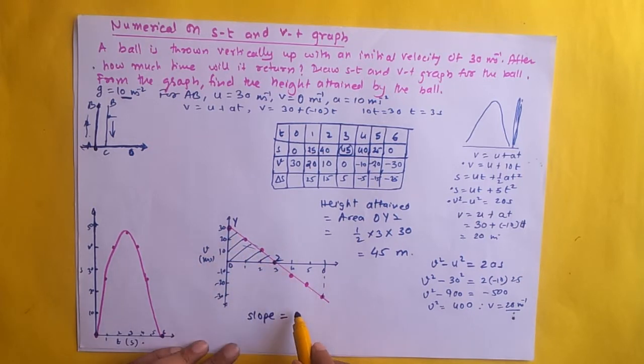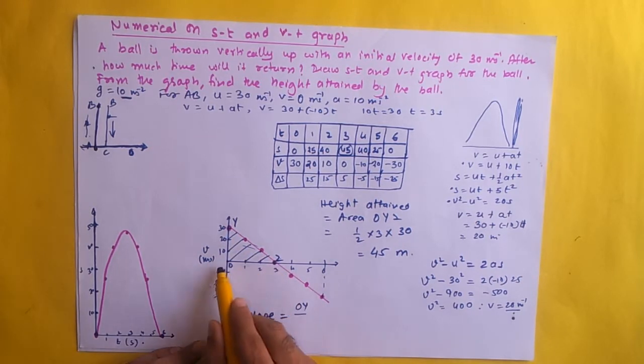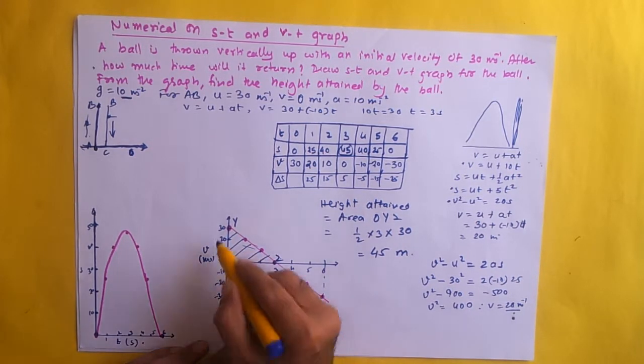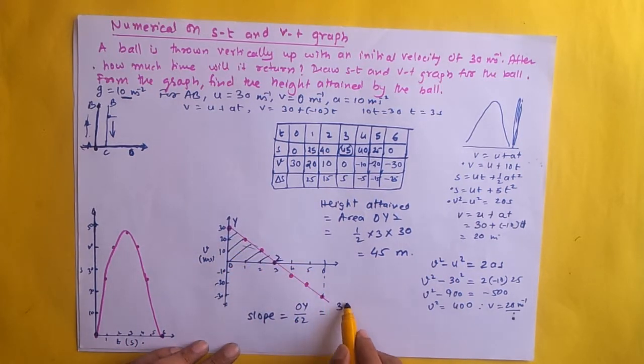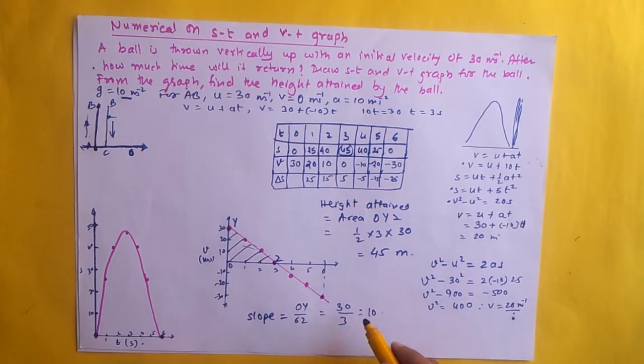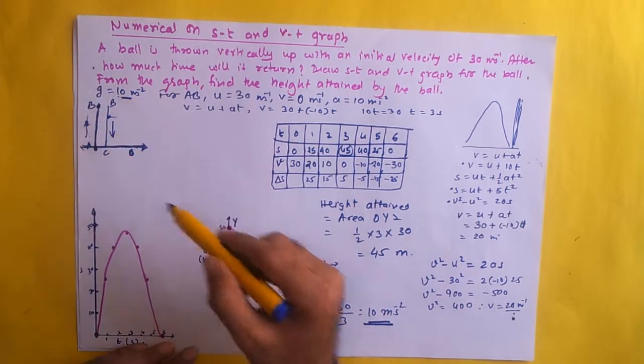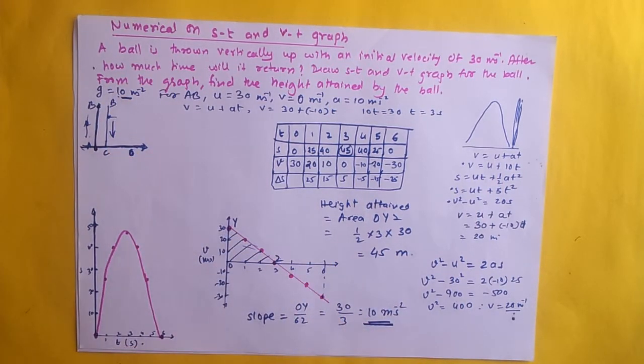slope is equal to opposite side upon adjacent side, or OY upon OZ, the vertical side upon the horizontal side. OY is 30. This is 3. So that gives me 10, right? And we know the slope of a VT graph is acceleration. So this is 10 meters per second square. So we have confirmed that the acceleration of this journey is 10 meters per second square.